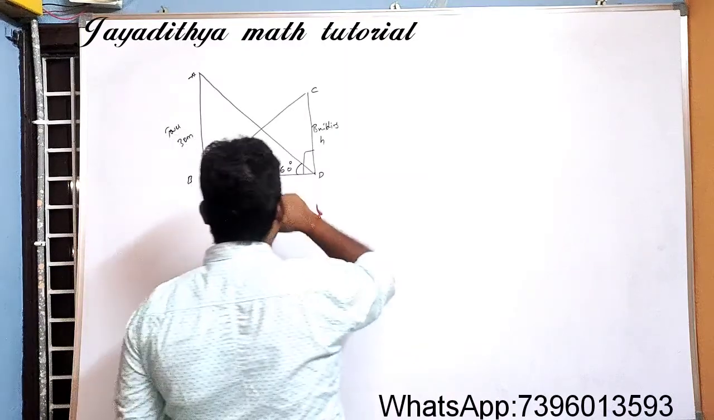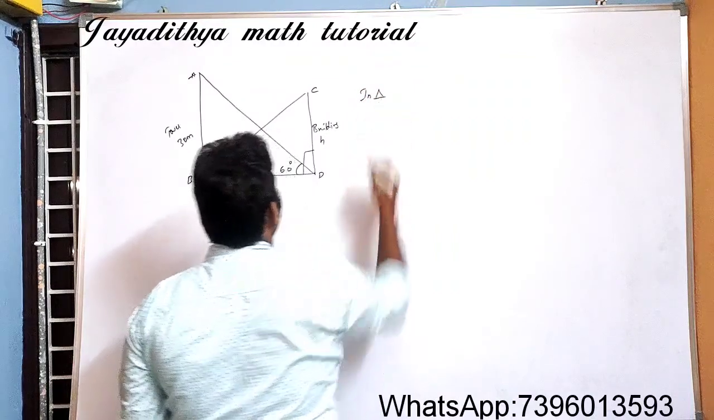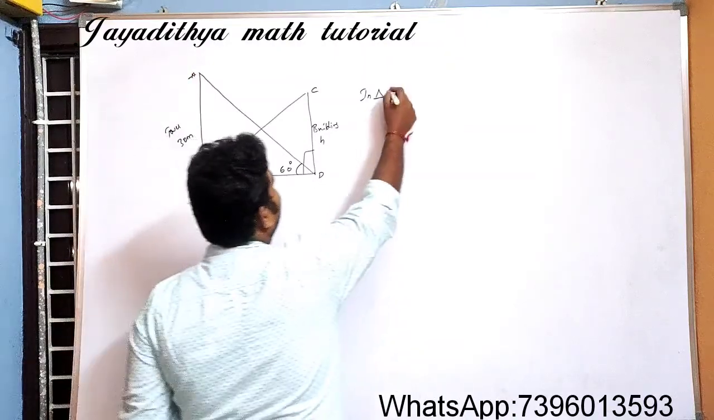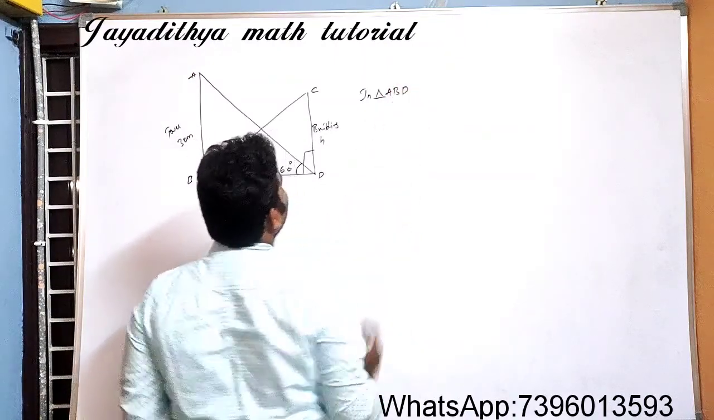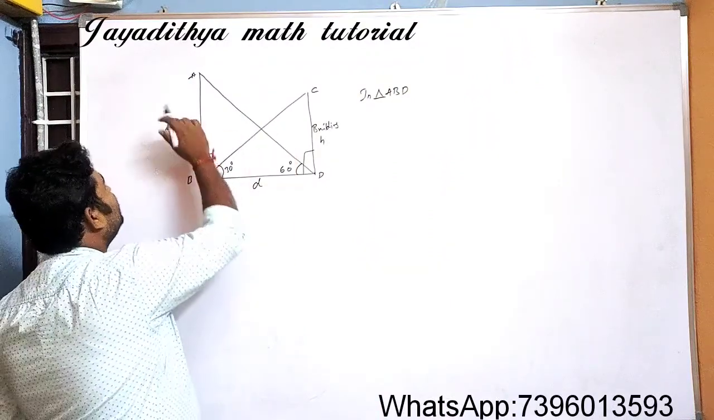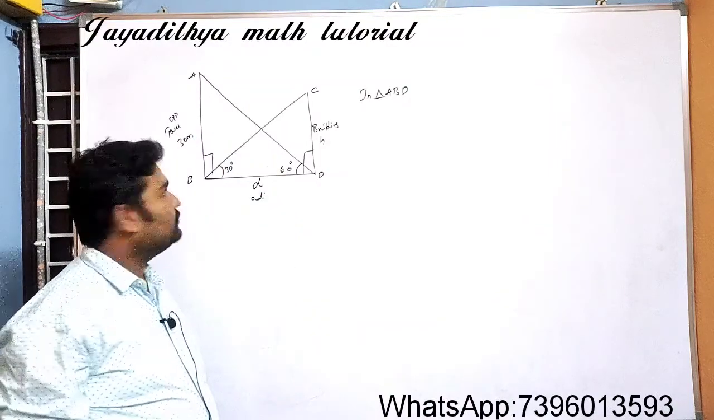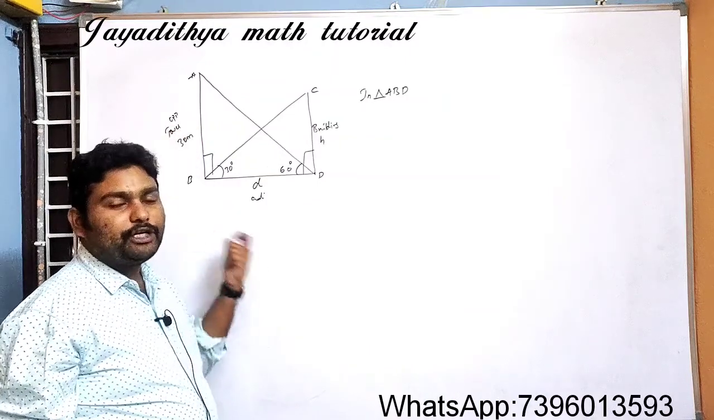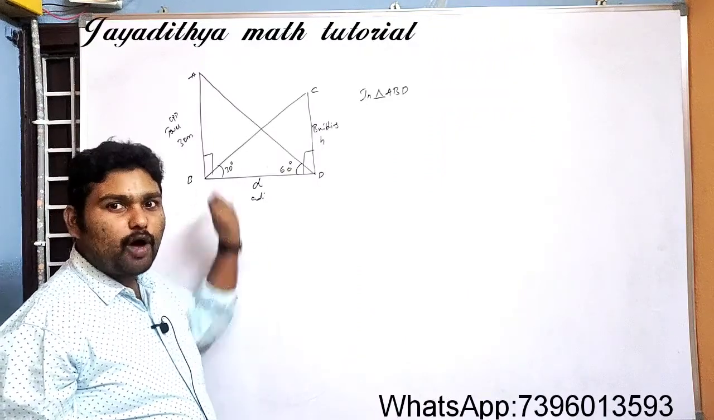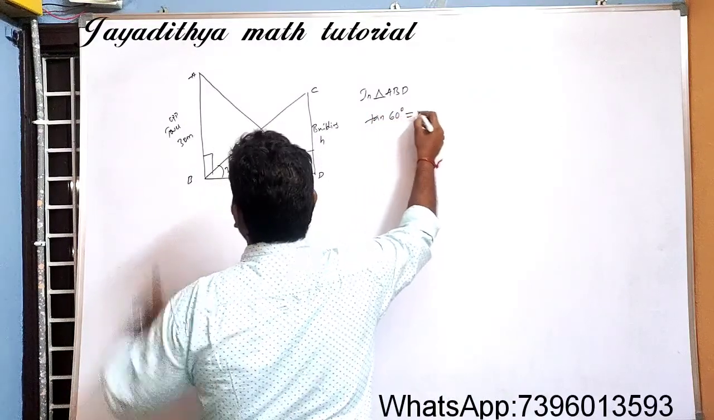So let us apply the concept here, in triangle ABD. What can you say here? We have an angle here, so this becomes the opposite side and this becomes the adjacent side. So the relation between opposite and adjacent is what you need to take. The trigonometric ratio you need to select is tan, because tan theta is equal to opposite by adjacent. So this will be tan 60 degrees, which is equal to opposite by adjacent.